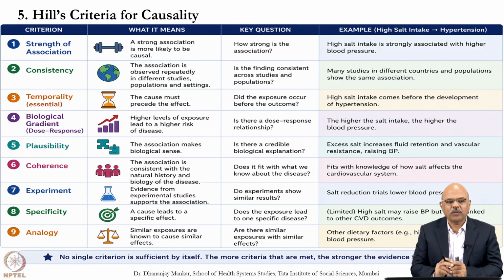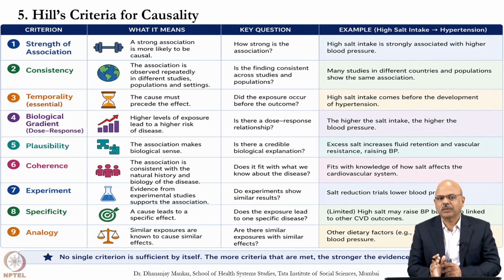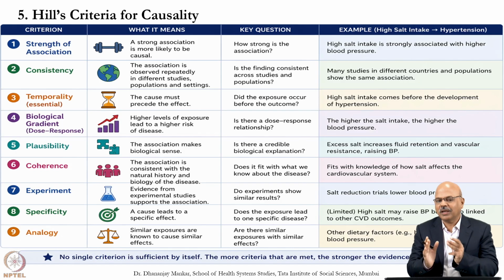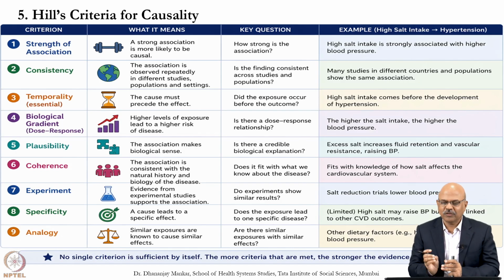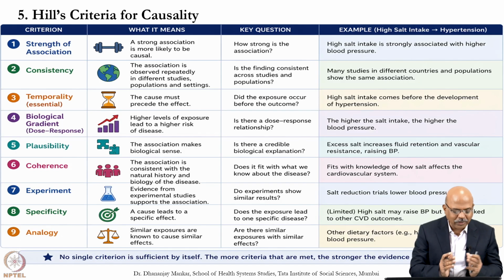Then comes plausibility. The association makes biological sense. Is there a credible biological explanation? Excess salt intake increases fluid retention and vascular resistance, raising blood pressure. It is very important to understand that there is a biological sense for taking this as a relationship. You may understand that with excess sodium, you may find fluid retention and vascular resistance raising the blood pressure. Then comes coherence.